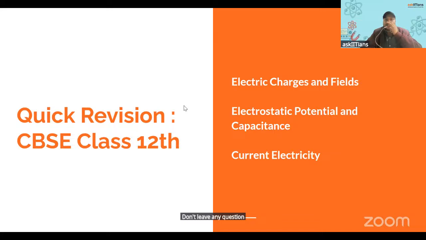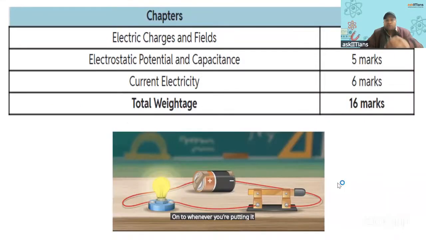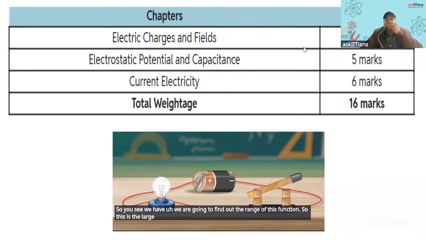That's what I have been telling you many times now, right? Whenever we are going to find out the range of a function, this is the marks distribution we have, right? 5 marks, this 5 marks, this 6 marks, right?